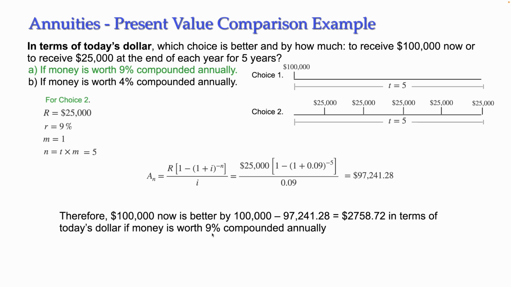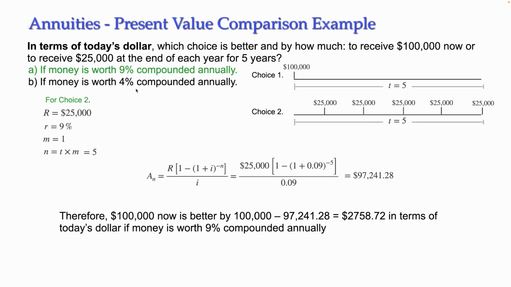This is if money is worth 9% compounded annually. So if money is worth 9% compounded annually, we are receiving more in the first choice, choice number 1. I know that we are receiving $125,000 in the second, since 5 times $25,000 is $125,000. So it looks like more. But in terms of today's dollar, this will be bigger. Remember, time and money go together. So the value of the money depends on the time you are receiving this money. Taking that into account, this $100,000 will be more than this.